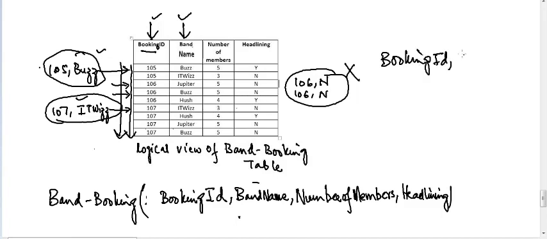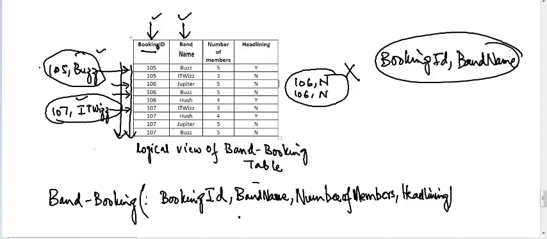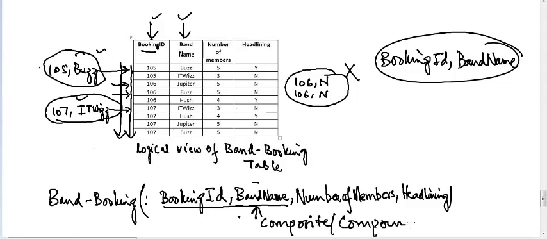So this combination can be used as a primary key, booking ID and band name. So this time we are going to have a primary key that is going to be made up of more than one field. Such a primary key is called a composite or a compound primary key.